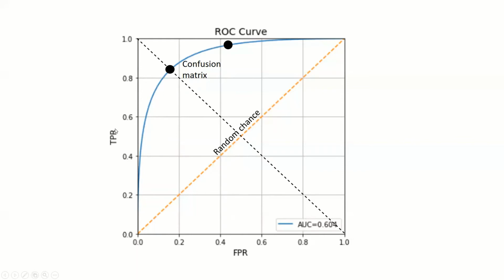So we're maximizing sensitivity. Instead of having 0.85 sensitivity, we can have 0.95 sensitivity, but we must accept then that we have increased our false positive rate.